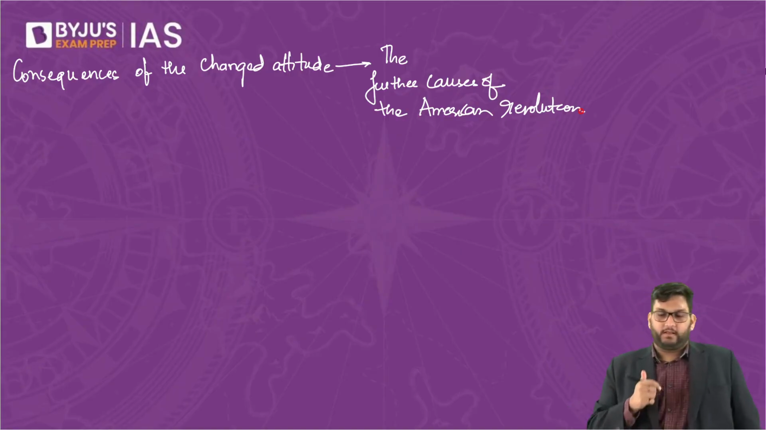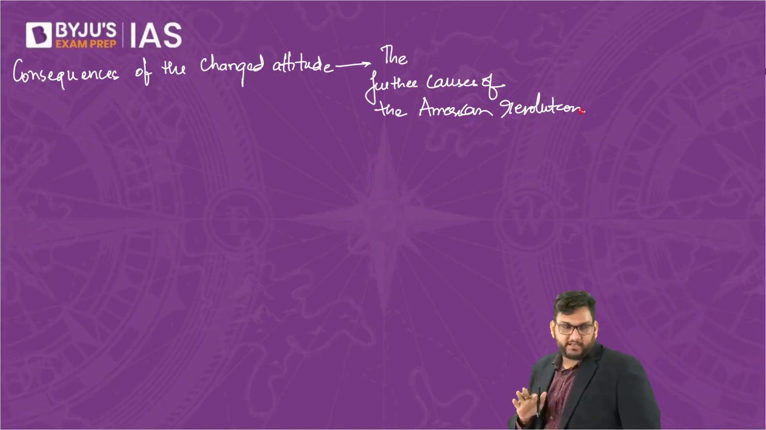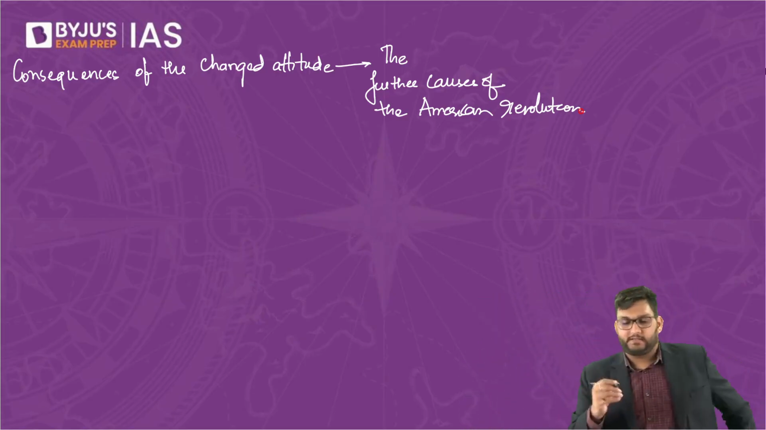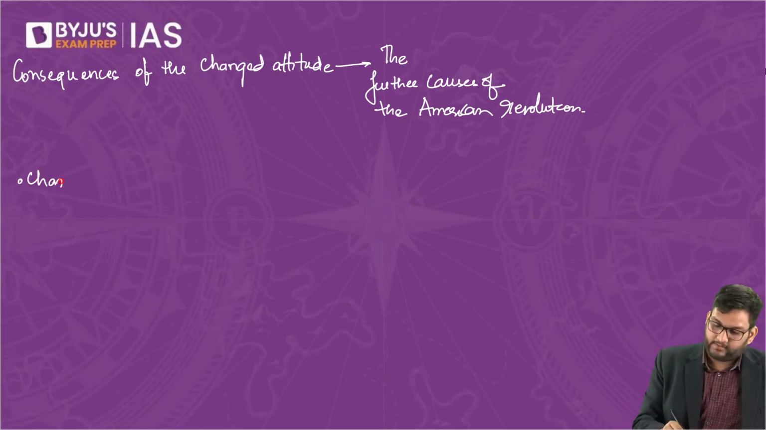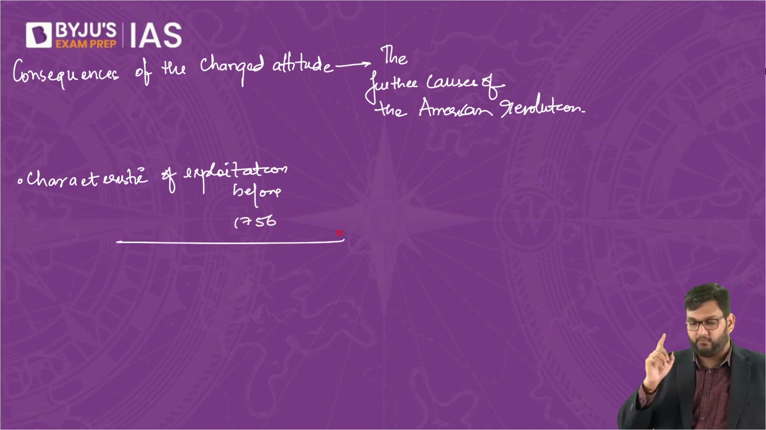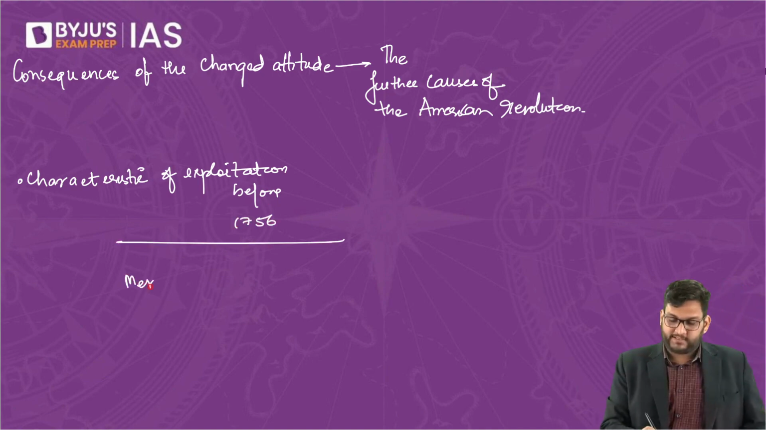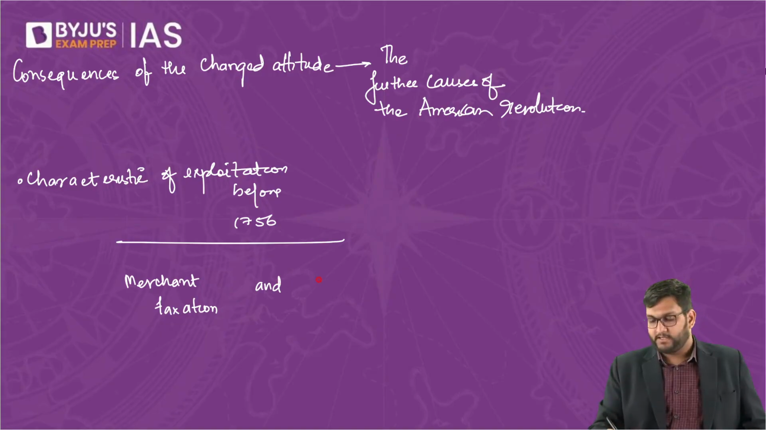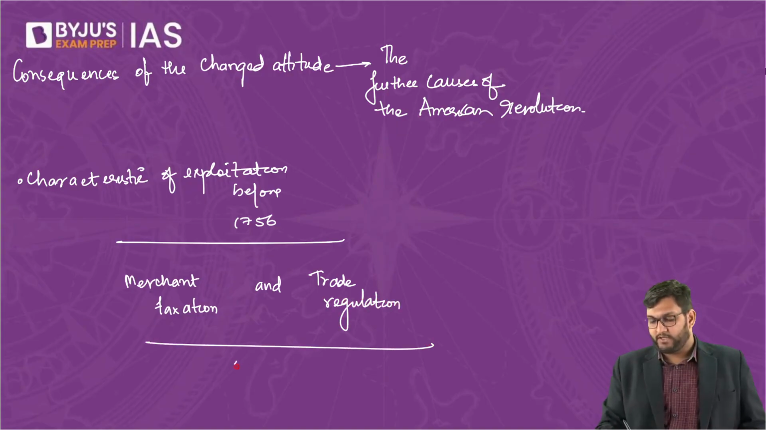Now, we have established one thing, which is that the British want more. And the characteristic of exploitation before 1756 was that it was merchant taxation, and it was more or less trade regulation, out of which they used to get custom duties.